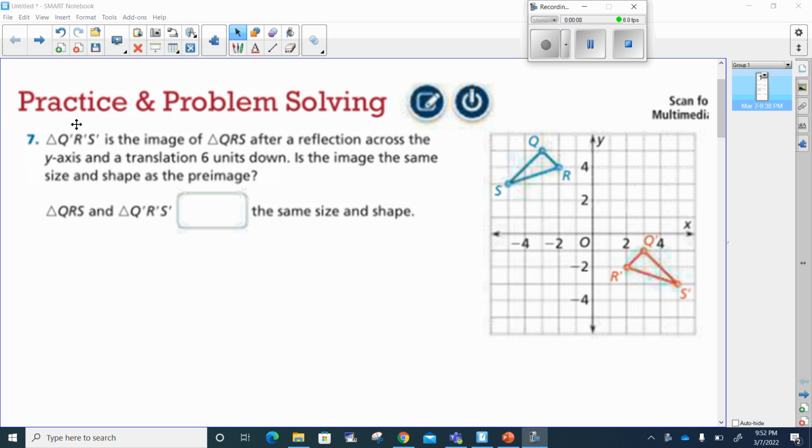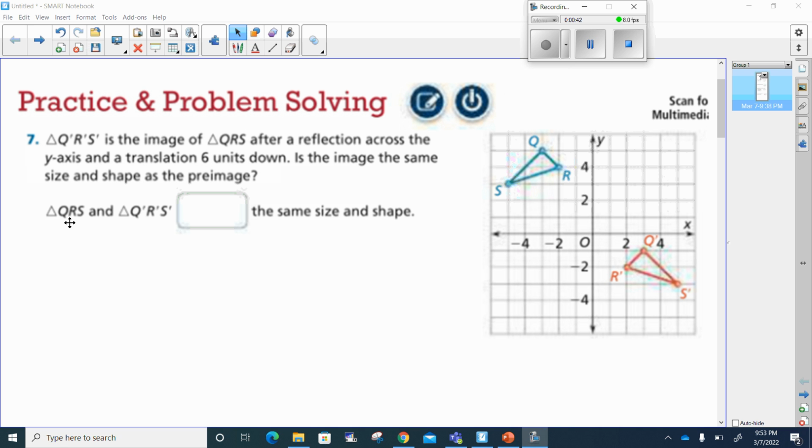It says triangle QRS prime is the image of triangle QRS after a reflection across the y-axis and a translation of 6 down. So we're saying that the original image, the pre-image, is reflected across the y-axis, which would be over here, and then brought down 6 units. Is the image the same size and shape as the pre-image?